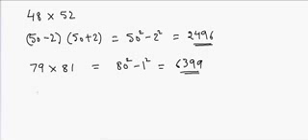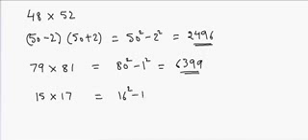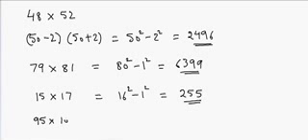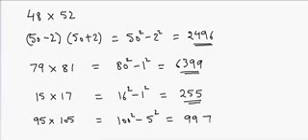Suppose we have to do it again, like 15 into 17. In that case it will be equal to 16 square minus 1 square, that's equal to 255. Another example is 95 into 105. Here it will be equal to 100 square minus 5 square, so that gives me 9975.